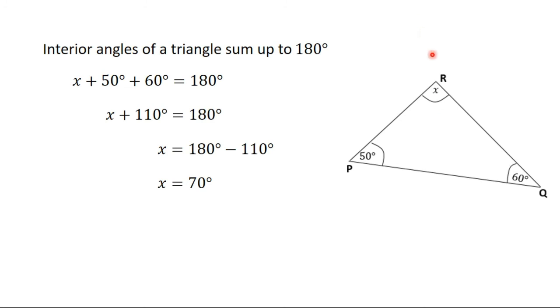So looking at this triangle very carefully, you see that this angle is 50 degrees, here is 60 degrees, and X is 70 degrees. So all the interior angles are different. So this is an example of a scalene triangle because the interior angles are all different and the sides are also different.